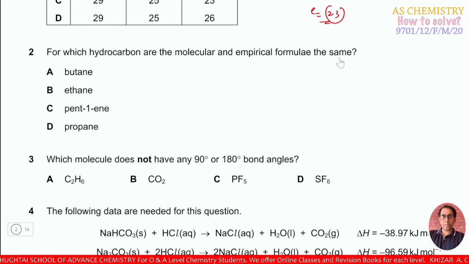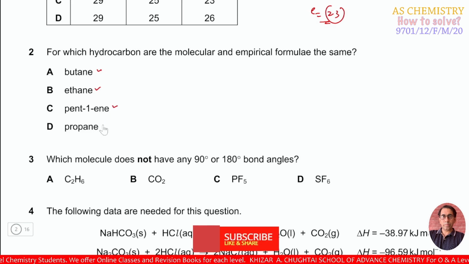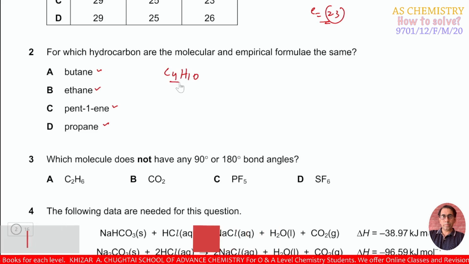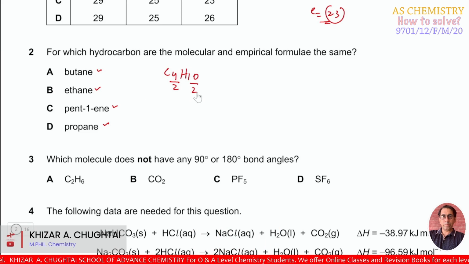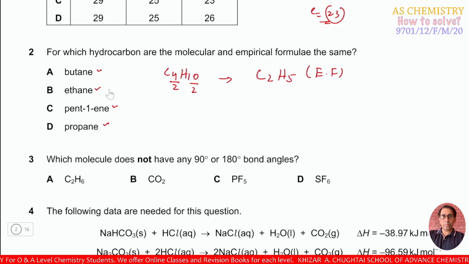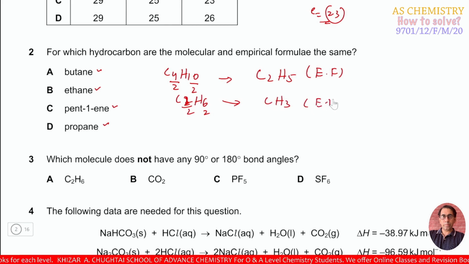Question number 2. For which hydrocarbon are the molecular and empirical formula the same? Butane, ethane, pent-1-ene, propane. For butane, the molecular formula is C4H10. We can simplify this formula by dividing both numbers by 2. We will have C2H5, its empirical formula. The next one is ethane, C2H6. The empirical formula will again be divided by 2. It will be CH3, its empirical formula.